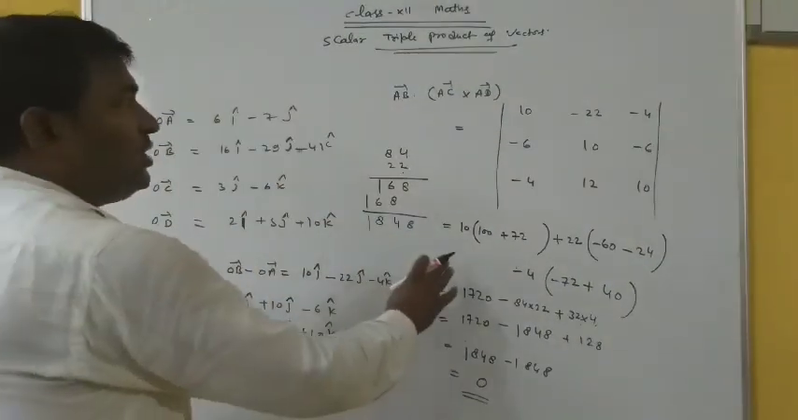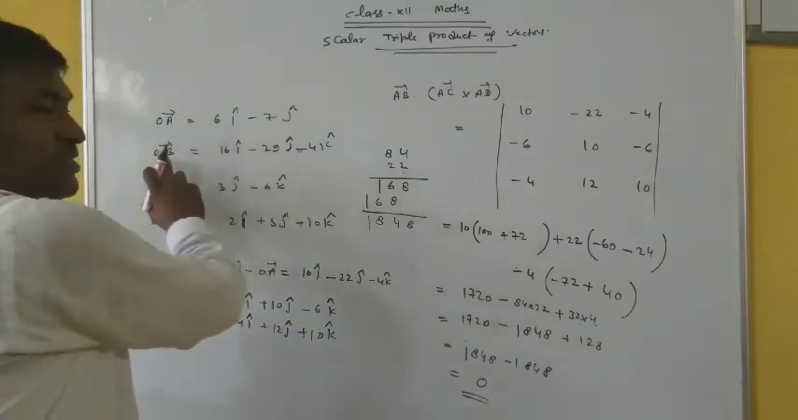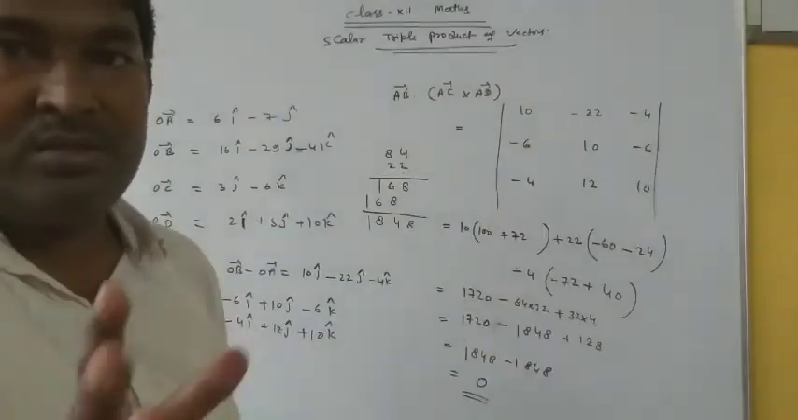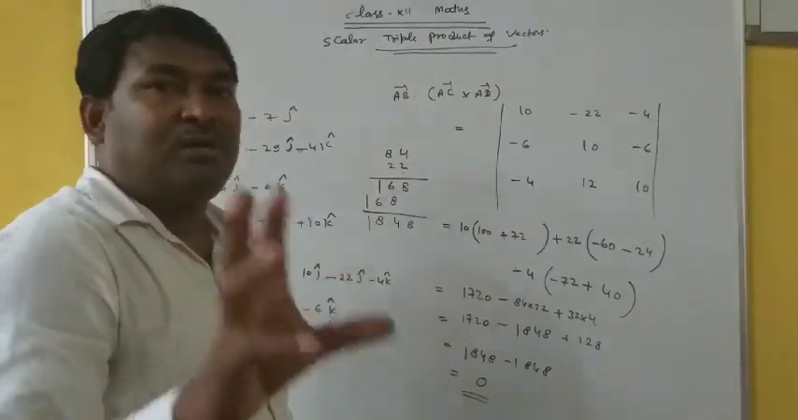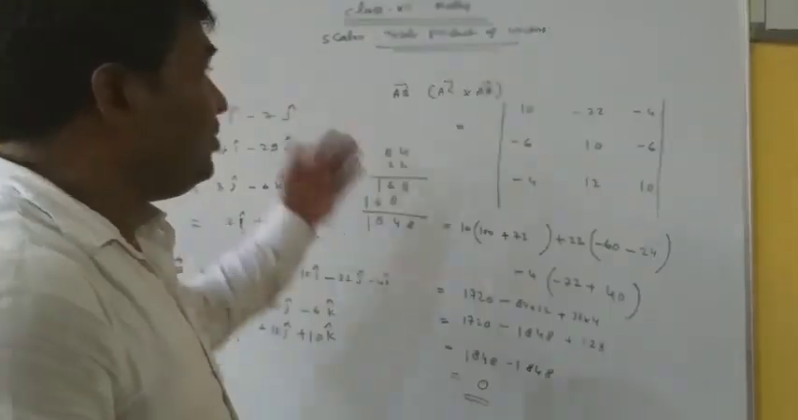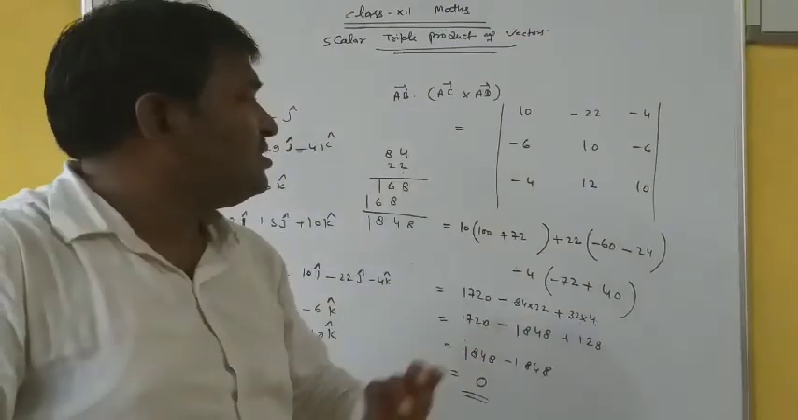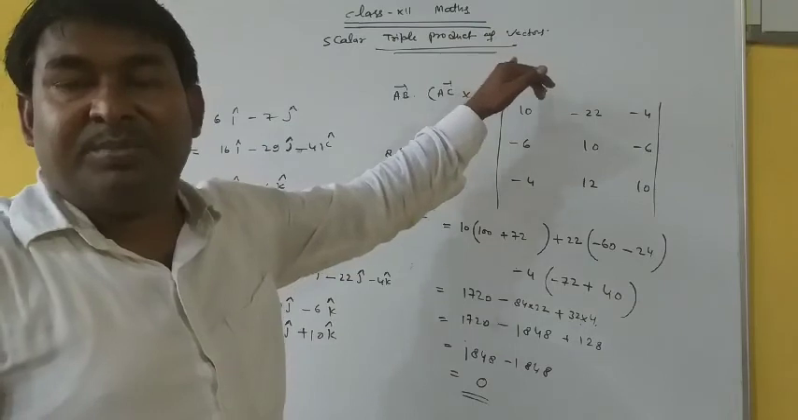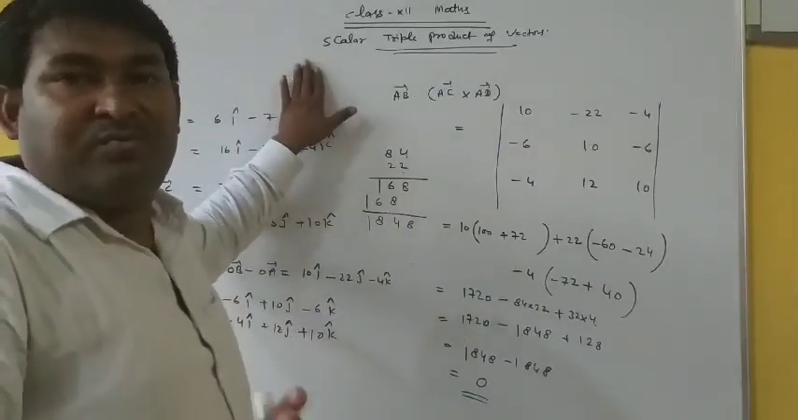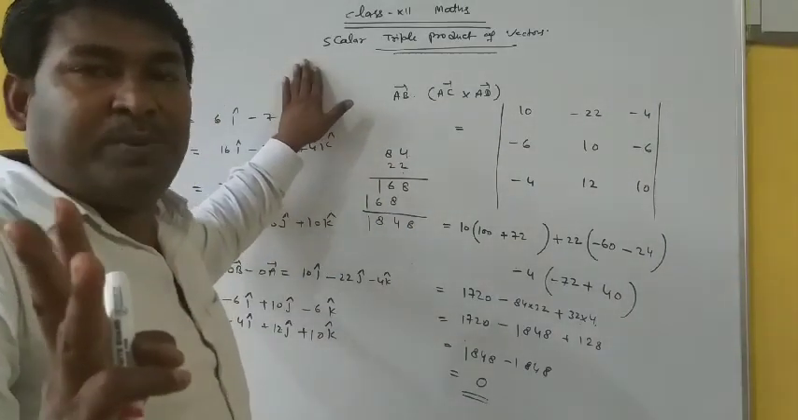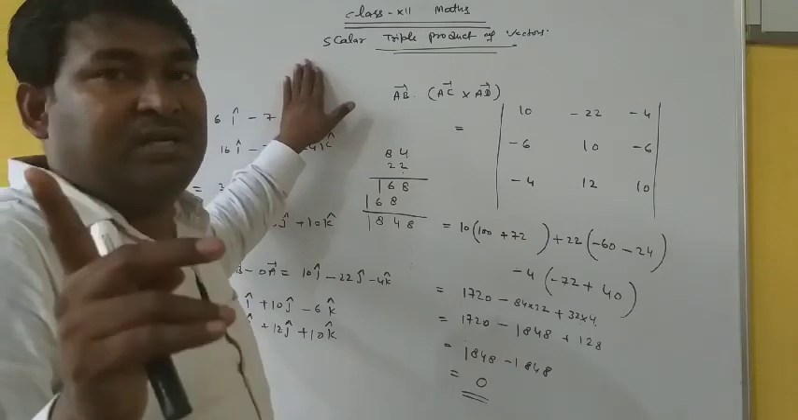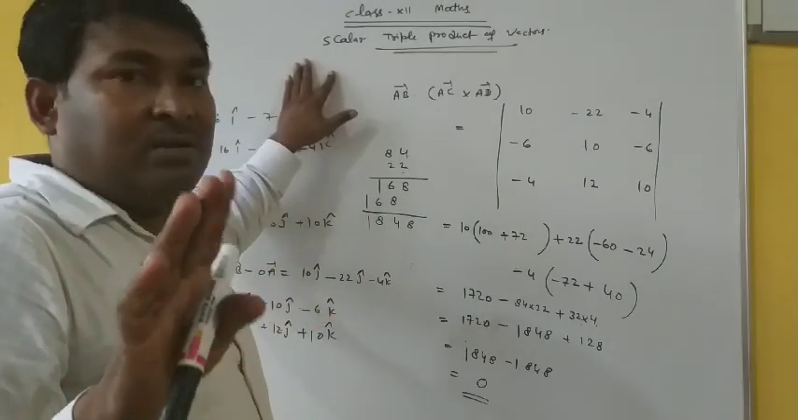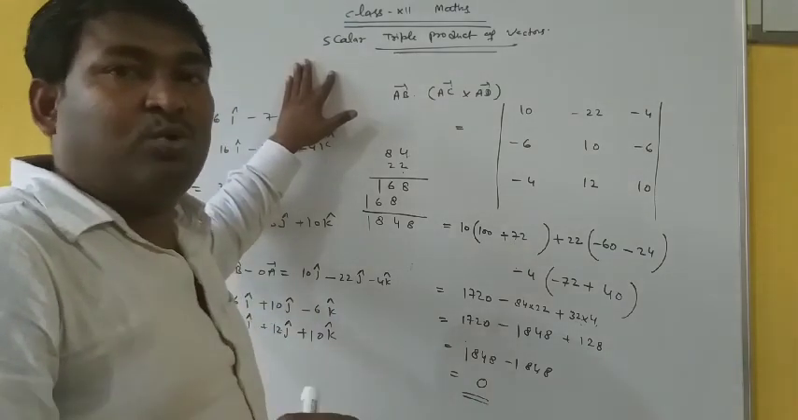Therefore, we conclude that these 4 points A, B, C, D are coplanar points. Similarly, you can solve all other questions of the exercise. Very simple. By taking the scalar triple product, we can prove whether 3 vectors are coplanar or not. If the scalar triple product of the 3 given vectors is 0, it means they are coplanar.